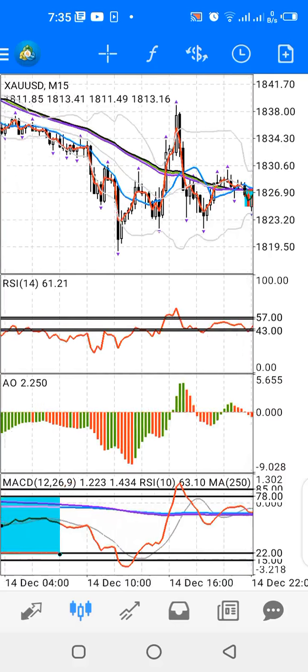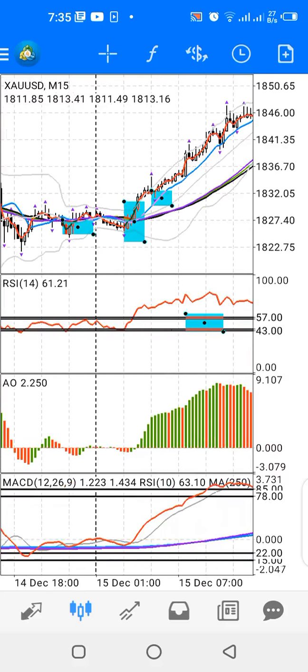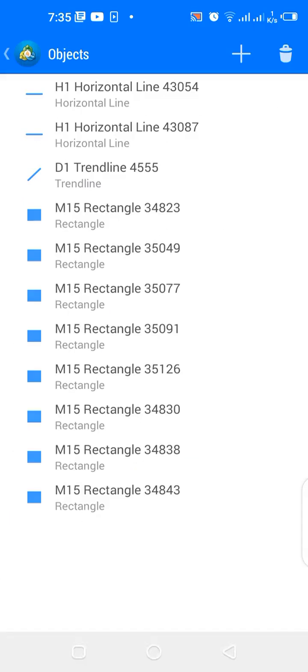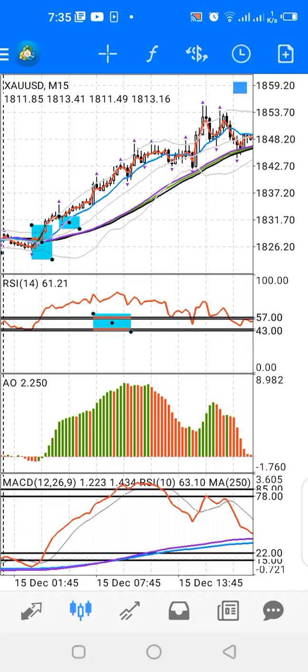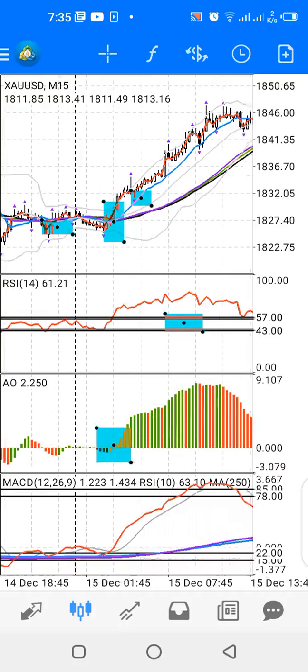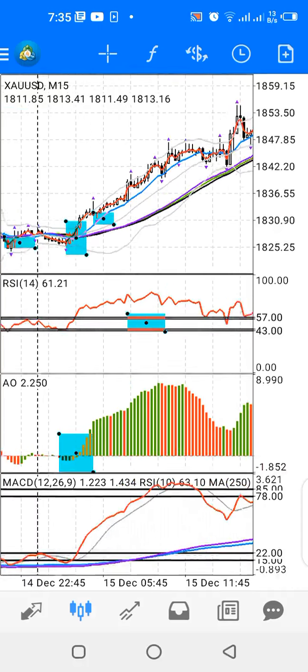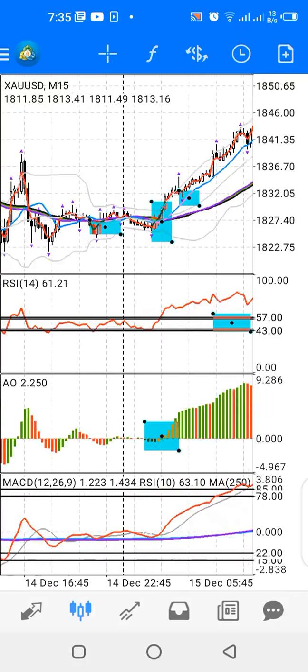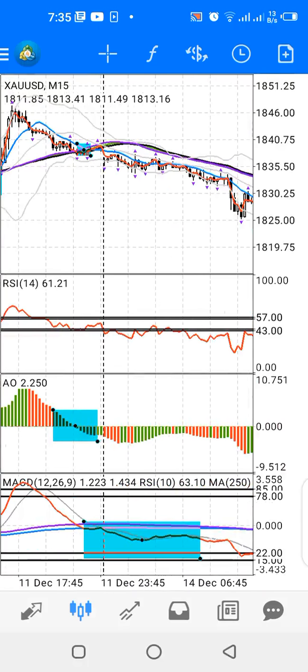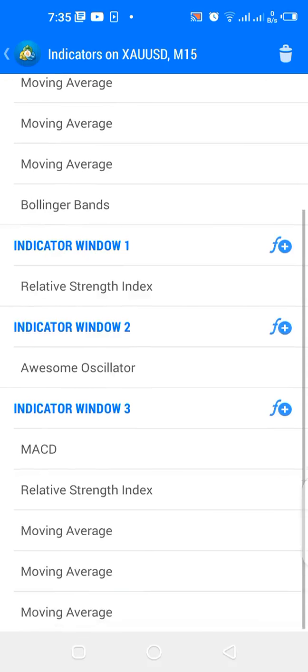All right, same thing for buy scenario. When it crosses above the 0 level, that's your buy confirmation. All right, so that's basically how to trade with the awesome oscillator on indicator window 2. Now let's go straight to indicator window 3. Okay, let's look at the settings.